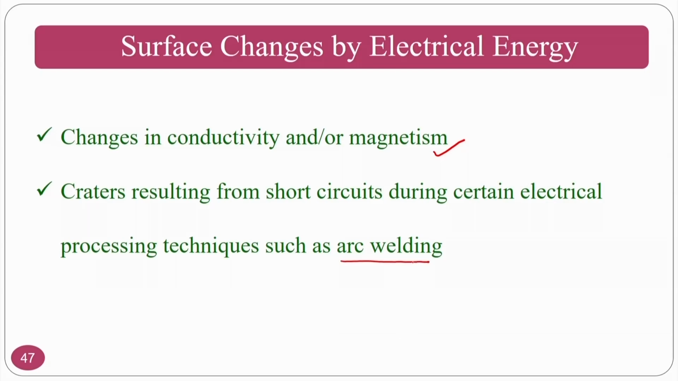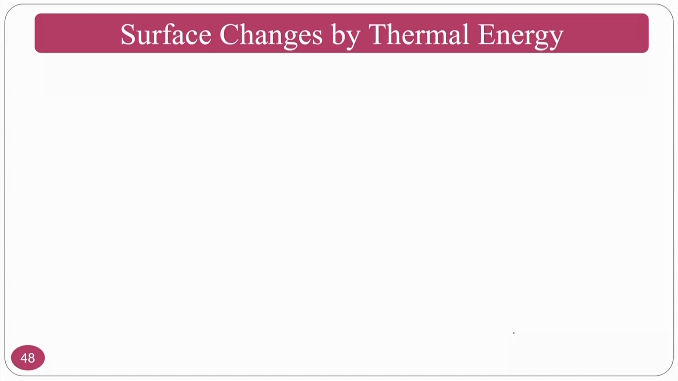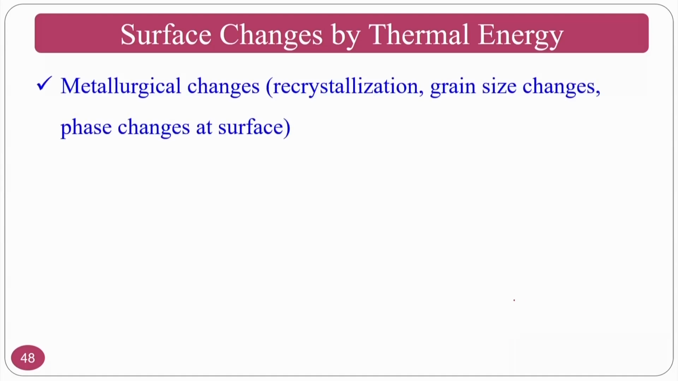So, craters also form because of some changes or fluctuations in the electrical processing or short circuits involved in the process. Surface changes by thermal energy, the metallurgical changes, are the most important, because whenever you do the EDM process or a machining process where the temperature goes up, the chip will carry 80 to 85%, the tool will carry 10 to 15%, and normally 2 to 5% will be carried by the product, that is the end product.